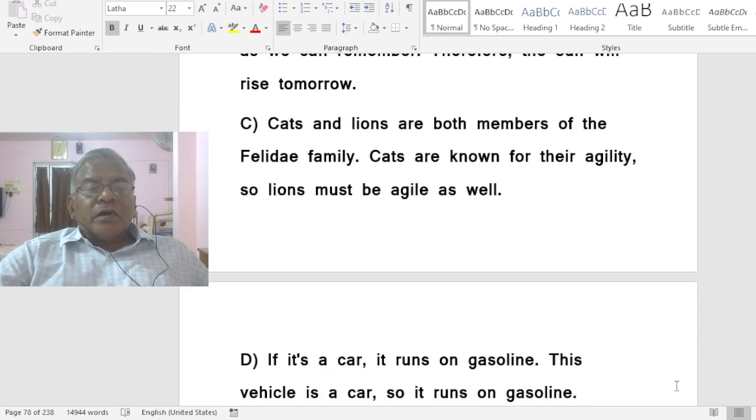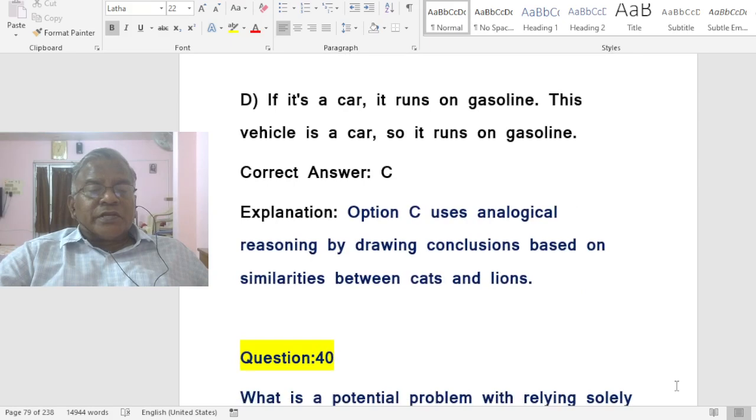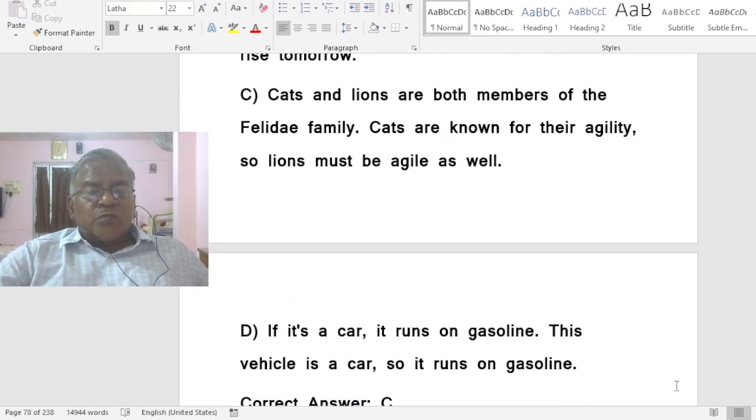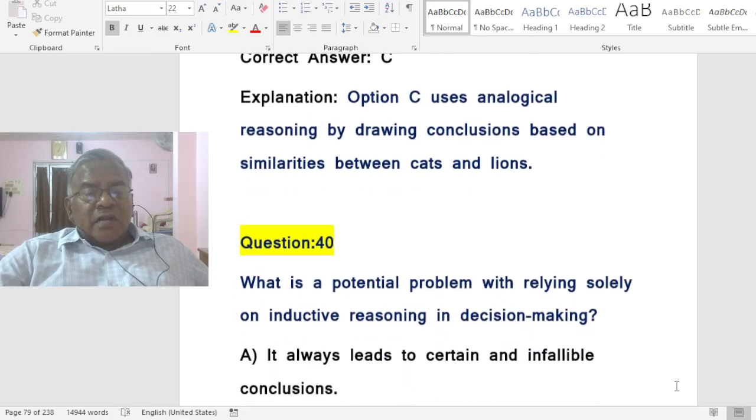That is C. No? Cats and lions are both members of the Felidae family. Cats are known for their agility, so lions must be agile as well. So here, what do you see? Option C uses analogical reasoning, drawing conclusions based on similarities between cats and lions.